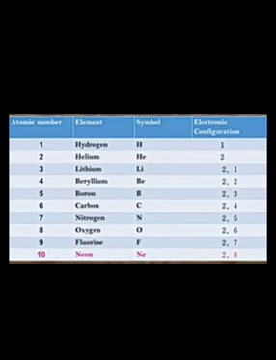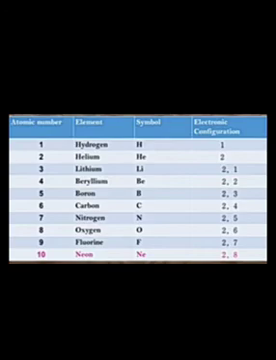Then boron atomic number 5, symbol B and electronic configuration 2, 3. Then carbon atomic number 6, symbol C and electronic configuration 2, 4. Then nitrogen atomic number 7, symbol N and electronic configuration 2, 5. Then element oxygen, atomic number is 8, symbol is O and electronic configuration 2, 6. Next is your fluorine. Fluorine atomic number is 9, symbol is F and electronic configuration 2, 7.